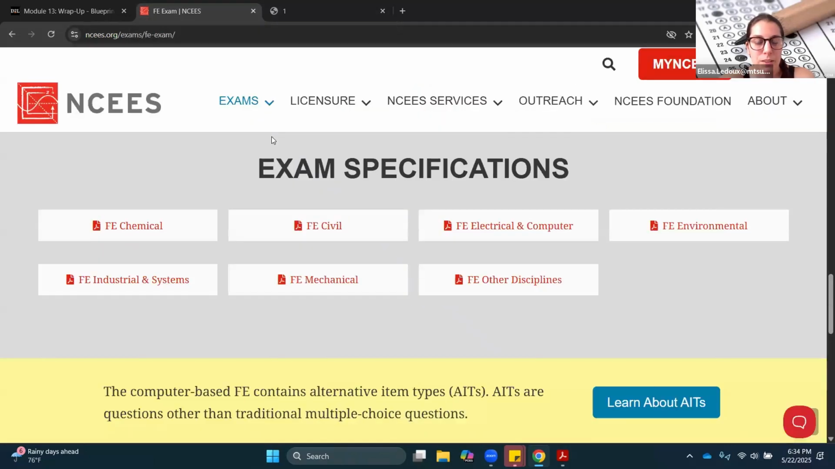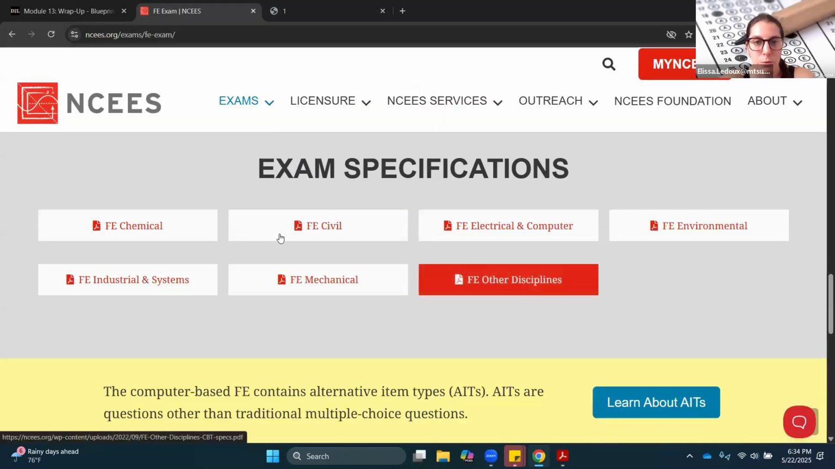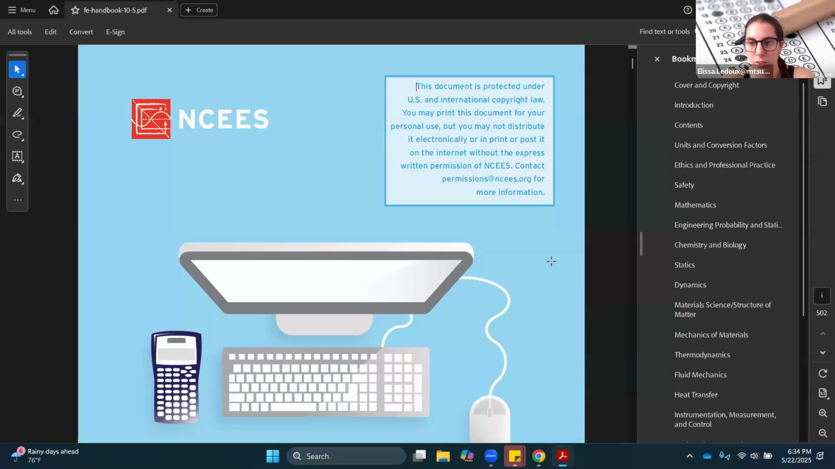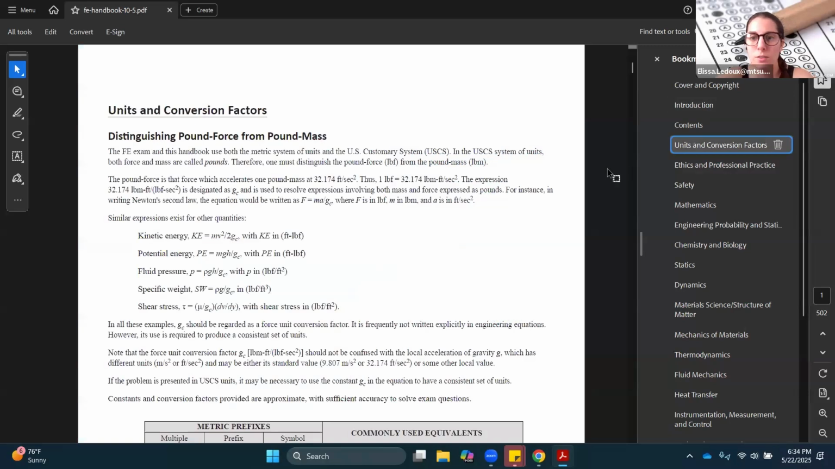So you can access the exam specifications on the NCEES website here. And then you can also download the handbook here. You would have had it already if you have been studying, but it is good to familiarize yourself with anything. So one section to be aware of is the units and conversion factors.